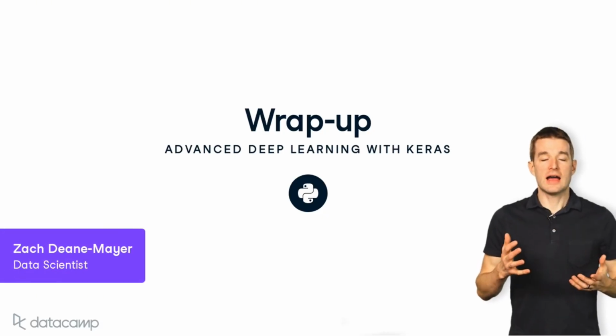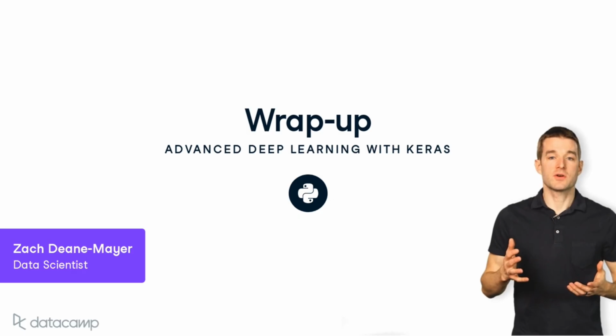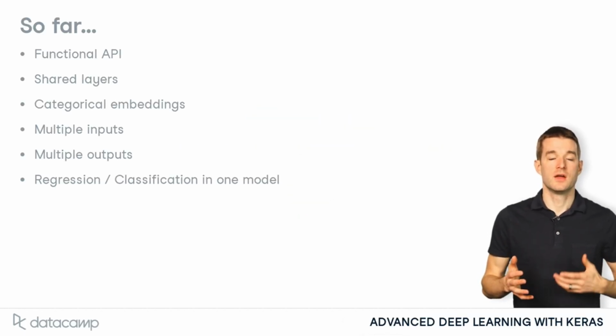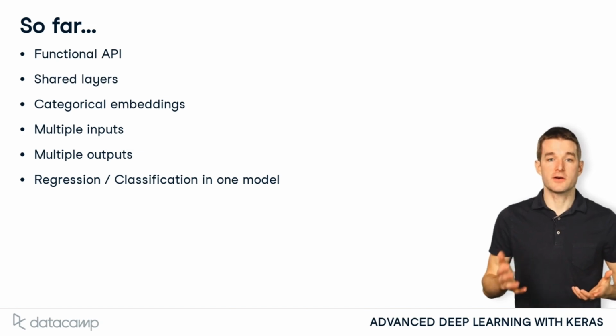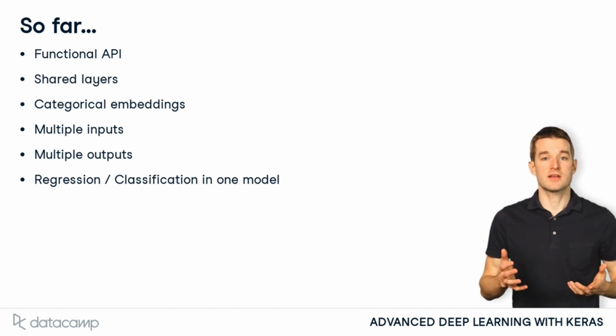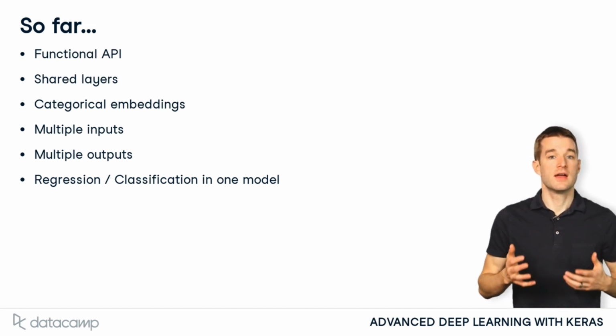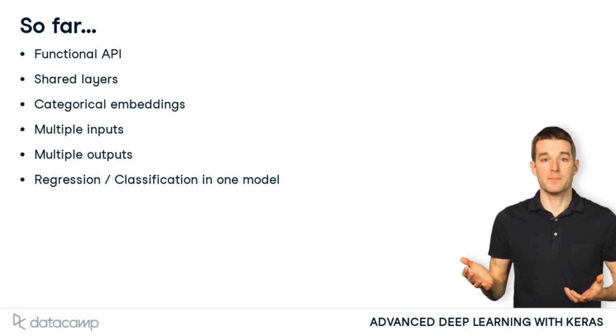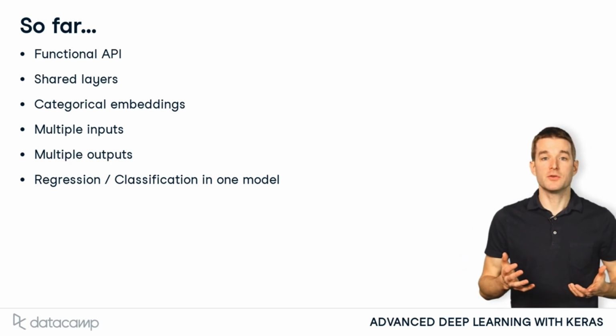In this course, I've tried to focus on designing network topologies that can be used to solve interesting problems. You learned how to build functional Keras models, including advanced topics such as shared layers, categorical embeddings, multiple inputs, and multiple outputs. You can now build a model capable of solving a regression and a classification problem simultaneously.